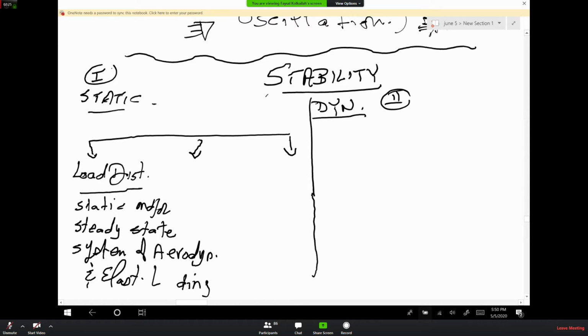So the load distribution in this can cause 2 situations. And that will be based on, as I mentioned earlier, how stiff the structure is, how flexible the structure is. If the structure is very flexible, that can lead to divergence, and that will lead to failure.